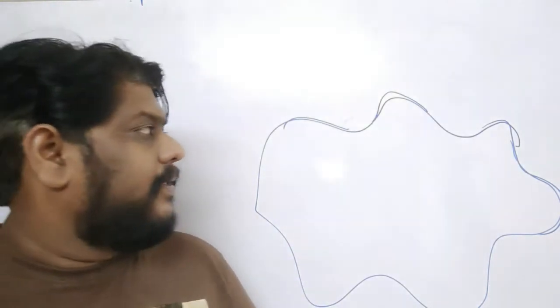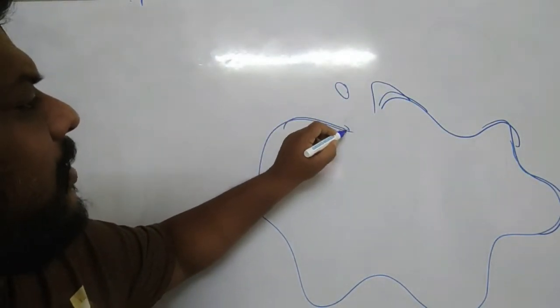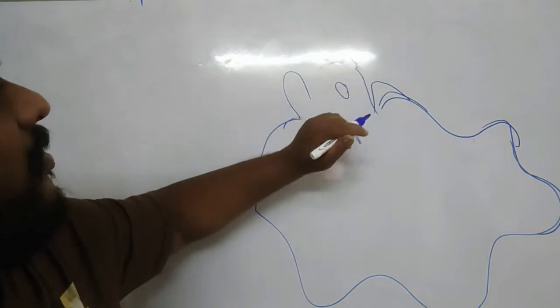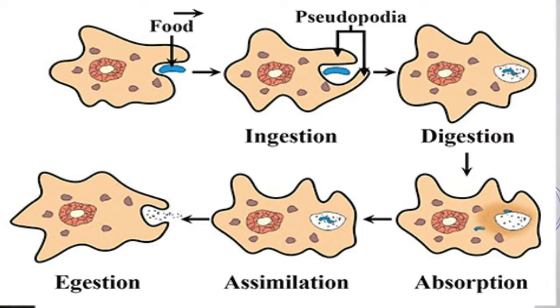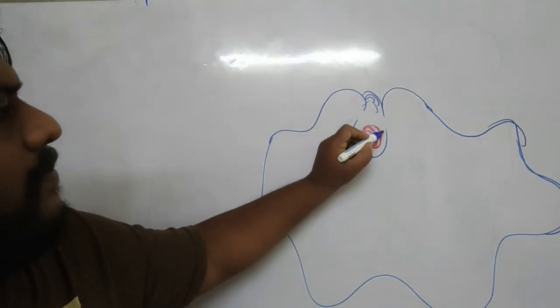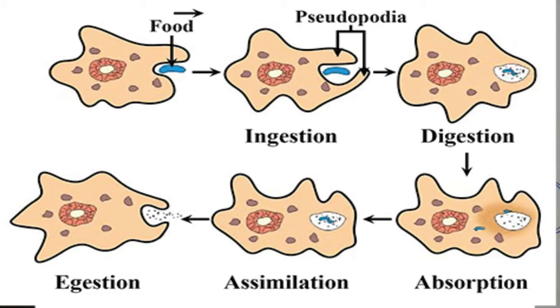Once they capture the food, see this pseudopodia, now if this is a food material, the pseudopodia will increase its size and completely capture the food material. This is how pseudopodia comes, and they will capture the food material. Once the food material enters the body, they will get closed, and now this food material becomes a food vacuole because there is a layer of water around it. Now the digestion will take place in this food vacuole. This food will be digested inside the vacuole.